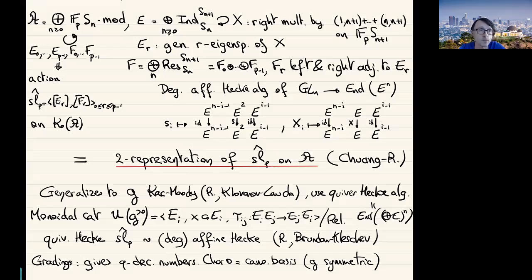numbers, which, if P is big enough, or maybe if you do the similar construction for Hecke algebras at roots of unity, so you really are in characteristic 0, you can show that these q-decomposition numbers have to do with canonical bases in certain representations of a quantum affine algebra or quantum Kac-Moody algebra. Okay, so this interpretation brings also naturally some version of q-decomposition numbers.